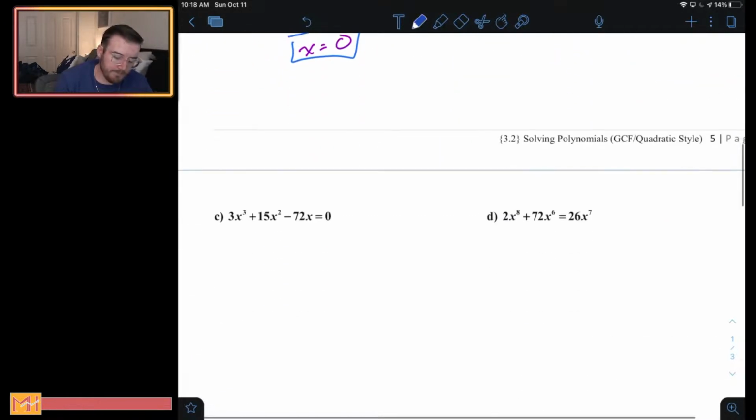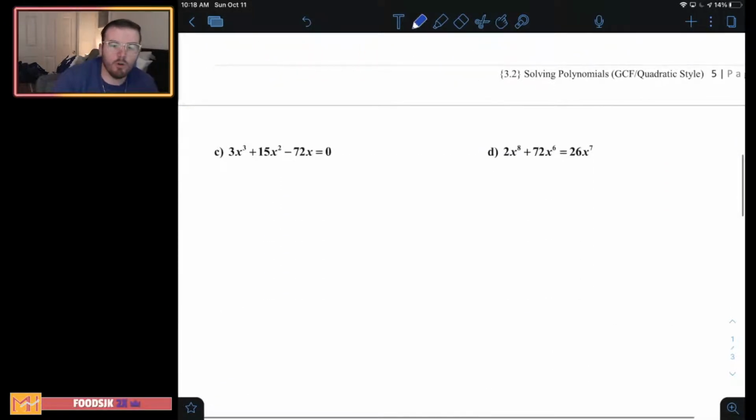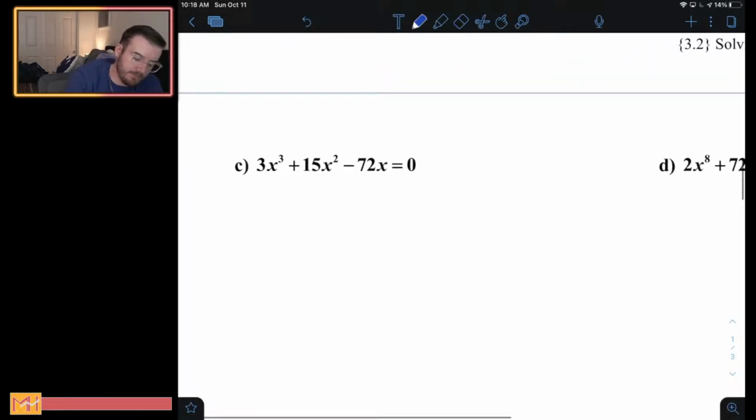All right, let's keep it going. The more we do this, the more we'll get a hang of it. Always look for the GCF first. What is the GCF of these numbers? If we just look at the numbers, they're all divisible by, maybe you see it, maybe you don't, but break out a calculator and double check.